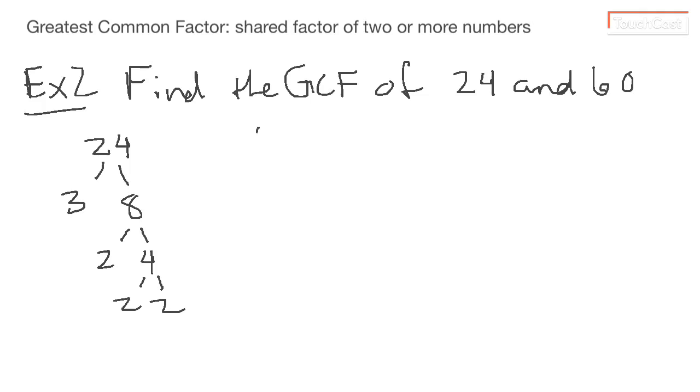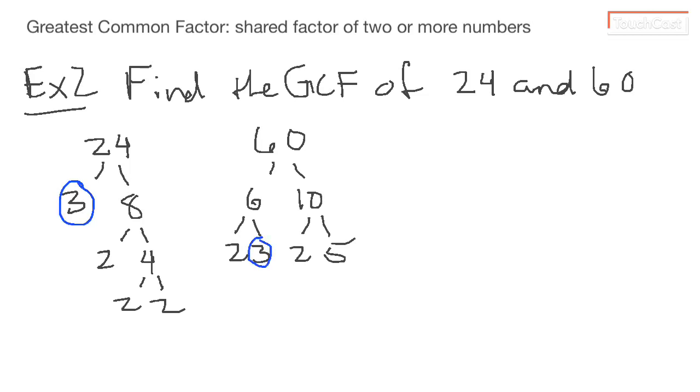60 we're going to then break up. So 60, we just did that. We know that is 6 and 10, and 6 is 2 and 3, and 10 is 2 and 5. So I'm now going to circle what they have in common. I see that both have a 3, so we're going to use that. I also see that both have a 2. In fact, they both have two 2's. Now, 24 has an extra 2. We can't use that. 60 has a 5, but 24 doesn't, so we can't use that either.